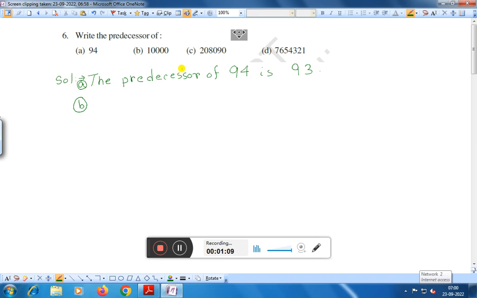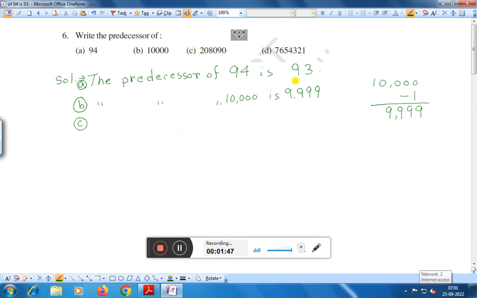Here the number is 10,000. Therefore you subtract 1 from 10,000. 10,000 subtract 1, that is 9,999. Therefore, the predecessor of 10,000 is 9,999. Now question number C.